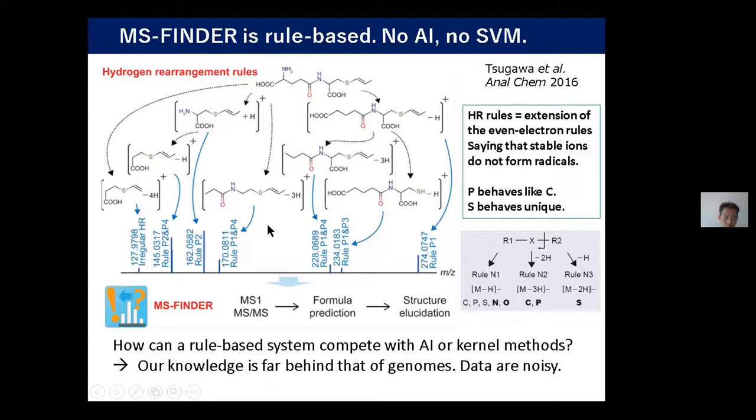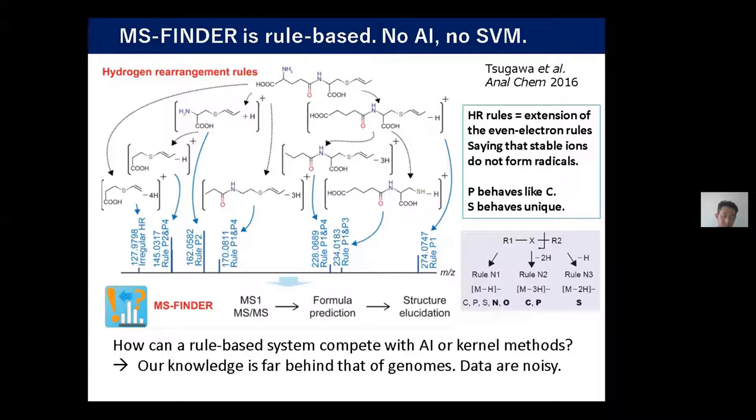So we want to use a very simple rule-based approach as much as possible to increase our knowledge. And in our software comparison, in fact, this software itself is not simple, but this simple principle for prediction can very well compete with other AI-based methods using deep learning or using SVM and others. But usually this doesn't happen in standard molecular biology or image processing. But for metabolomics, simple rule-based method can compete simply because our knowledge or our data are not perfect yet.